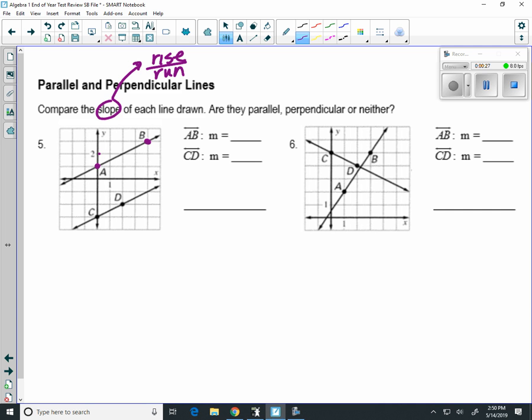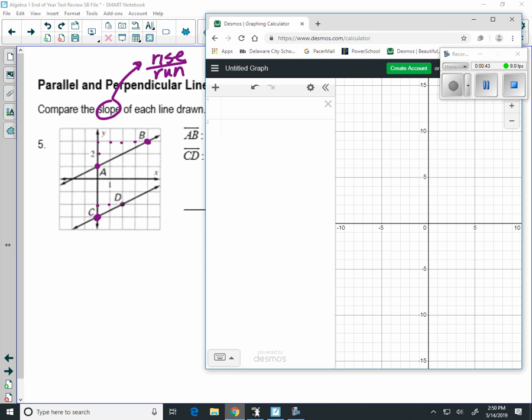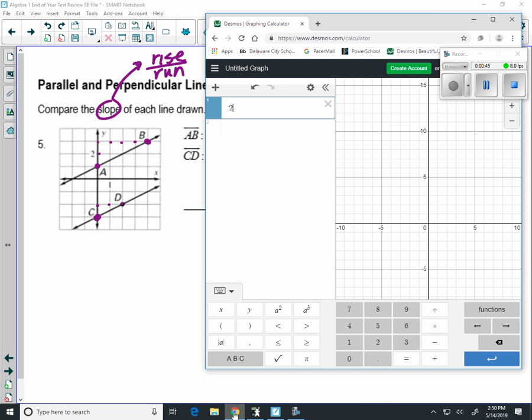So I'm going to go up 2 here and over 1, 2, 3, 4. So for AB, the slope was 2 over 4. For CD, I'm going to go up 1 over 2. If you're not sure if those are the same, you can absolutely use Desmos to compare them. 2 divided by 4 is 0.5. So is 1 divided by 2.